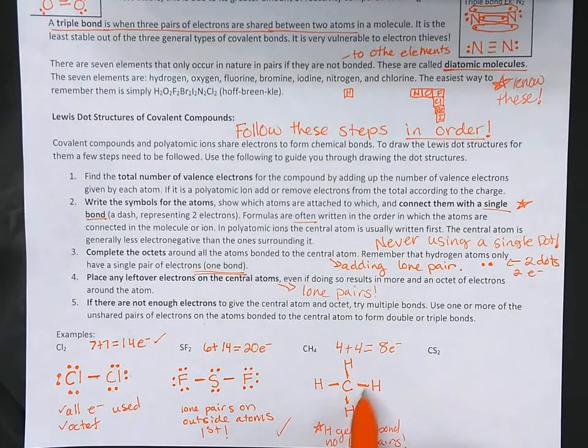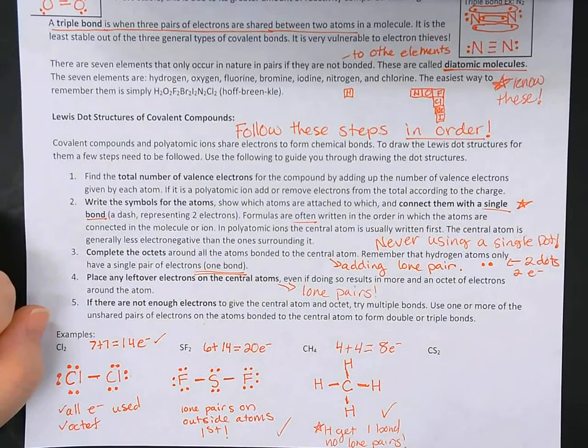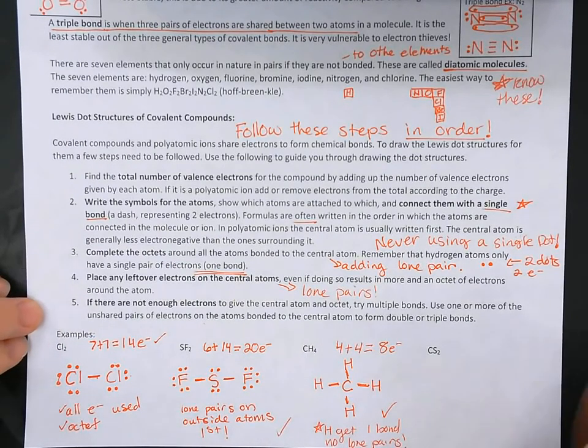Carbon has 8 electrons around it, 4 pairs. So they're done. So this has used all the electrons, completed the octets. We're happy. This one's done. All right, last one. Let's check out this one.